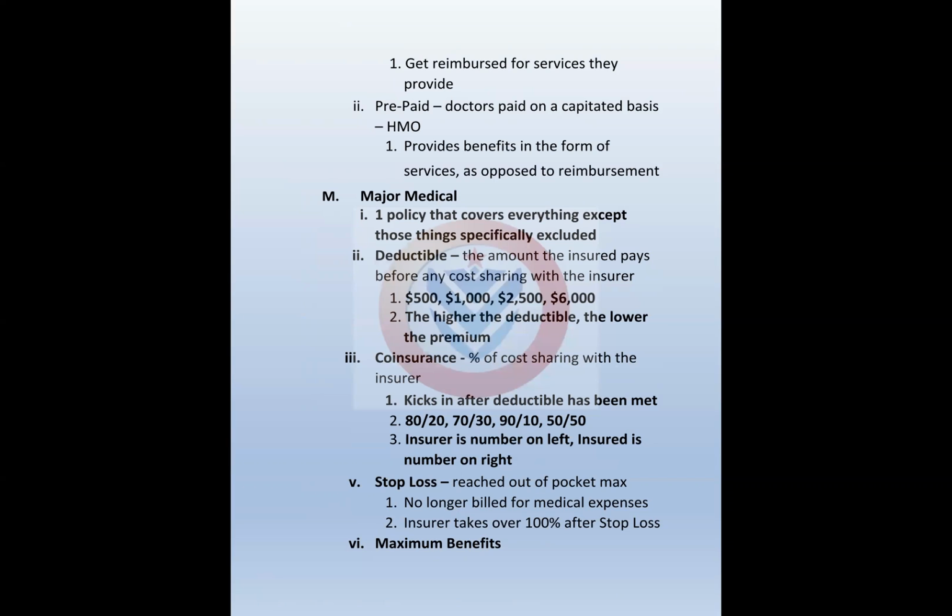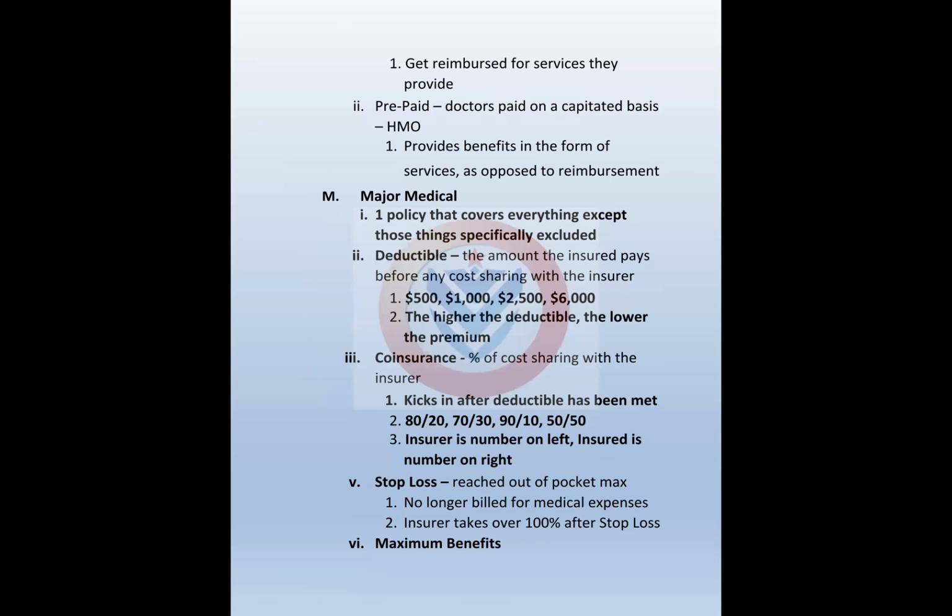First, there will be a deductible. The deductible is the amount you pay before there's any cost sharing with the insurer. Your deductible could go anywhere from $500 to $1,000 to $2,500, or thank you Affordable Care Act, $6,000. Now, very important that you're able to answer the test questions involving the deductible and the amount of it and what it does to your premium. So just always remember, the higher the deductible, the lower the premium.